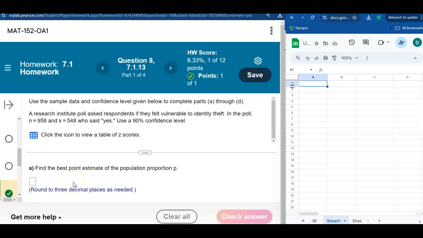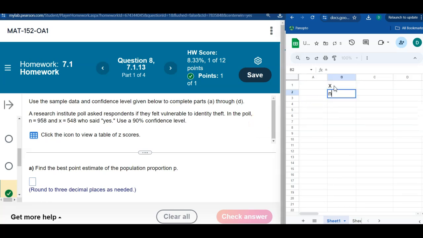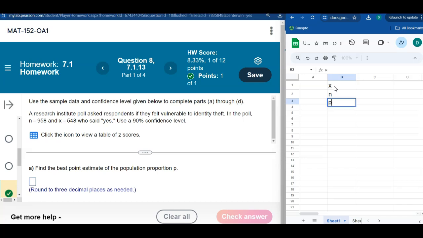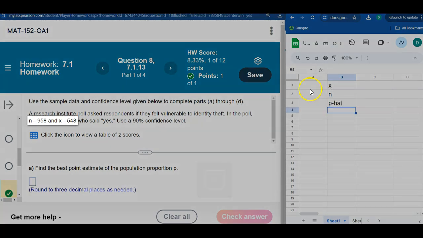So what I would do here is, over here in column B, I would make labels. I would label X and N, and then P hat, I'm going to label it "p-hat". Over here X is 548. Usually they'll give you that. N is 958. If they don't give you X and N, then they'll give you P hat directly, and you don't need to do this division.